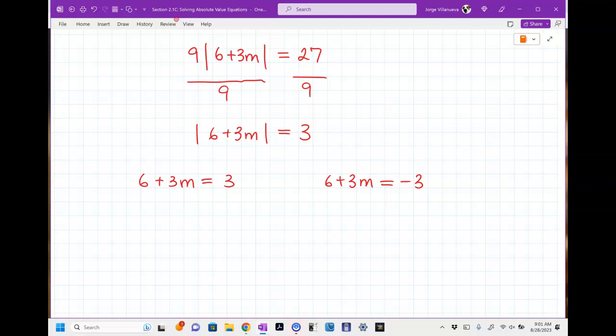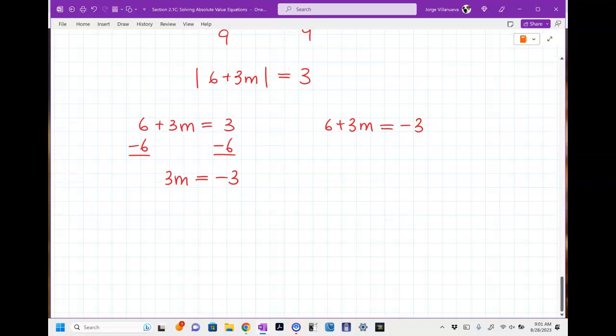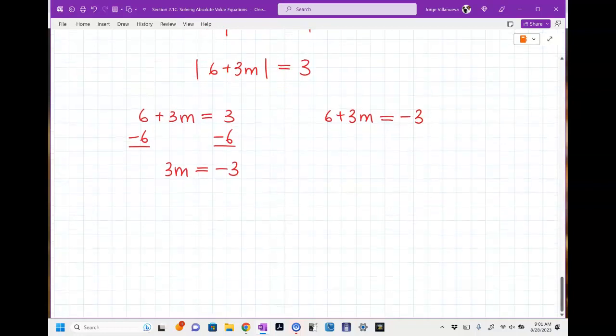So let's start off with the left side. What's my first step in solving the left equation? Subtract 6, thank you. So minus 6 on both sides, that's 3m equal to negative 3. And then my last step for that one? Divide by 3, thank you. So dividing by 3, m is equal to negative 1. One answer down.